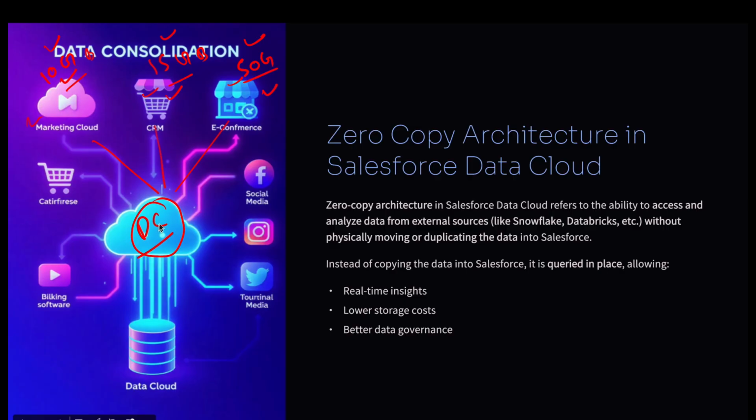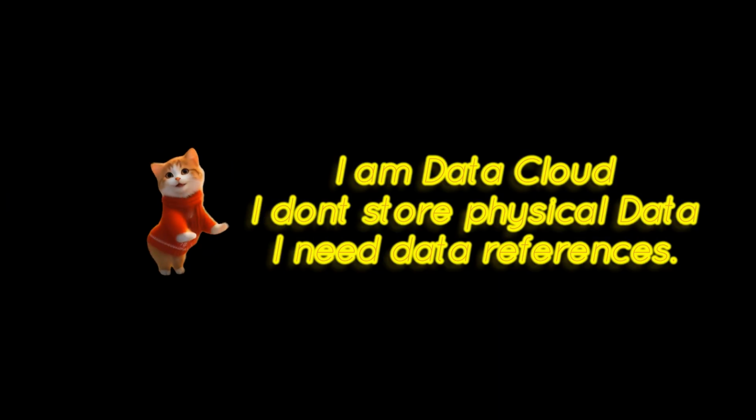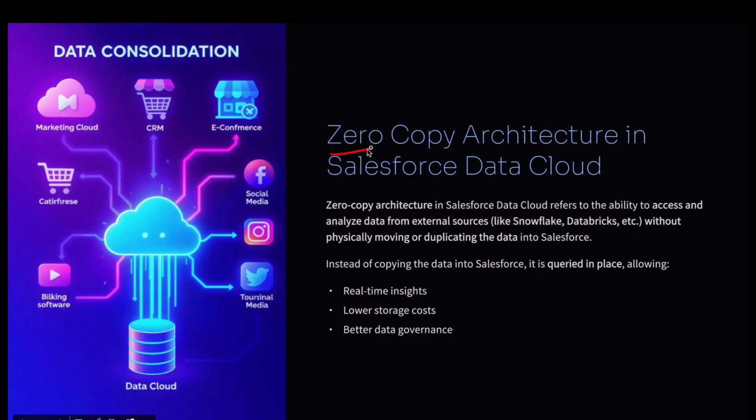Here, one thing I want to make sure you understand is that Data Cloud is a platform of reference. It is not a data storage platform. That means all the data in your Marketing Cloud, CRM, e-commerce or any other sources is not physically copied to your Data Cloud. Data Cloud will only take a reference of it. That concept is called zero copy architecture, where we are not copying the data, but we are copying the references.